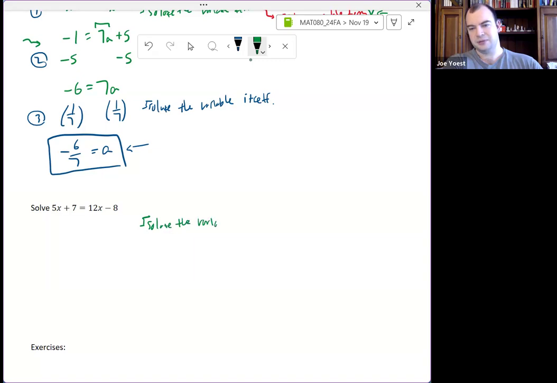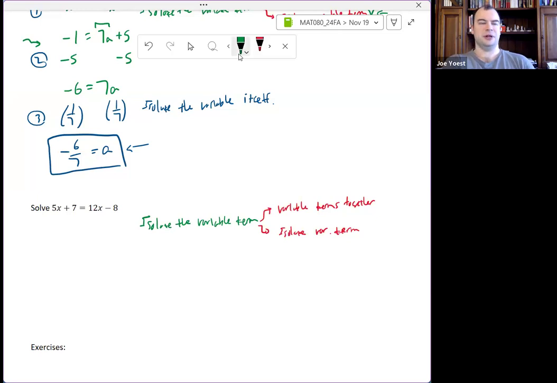So the next thing I want to do is isolate the variable term. And again, here I want to first get the variable terms together, then isolate the variable term. So those are my two sub-steps for this step.